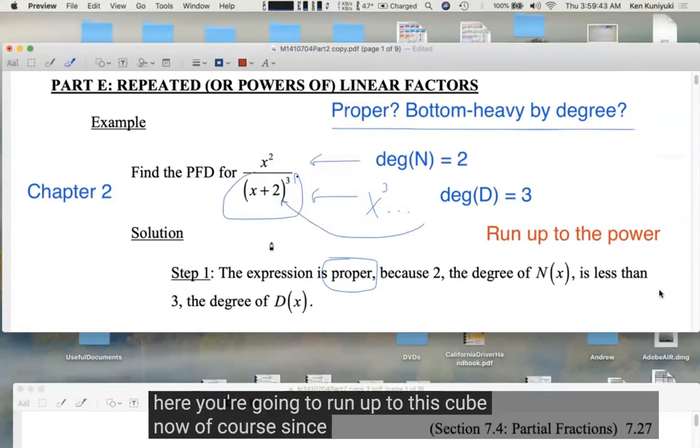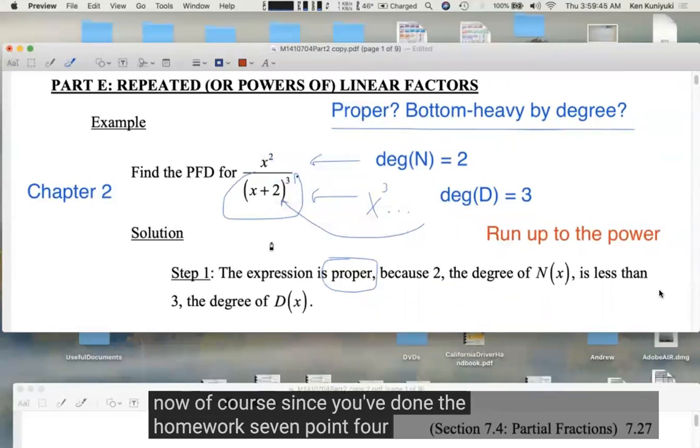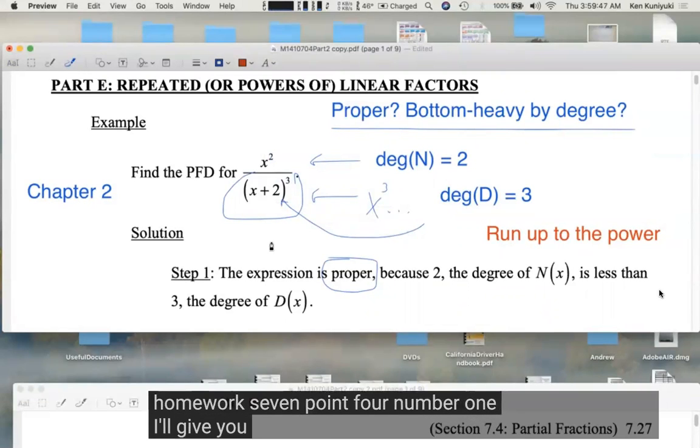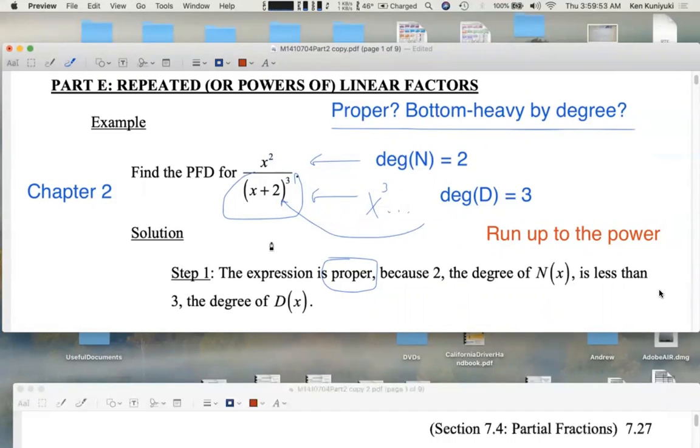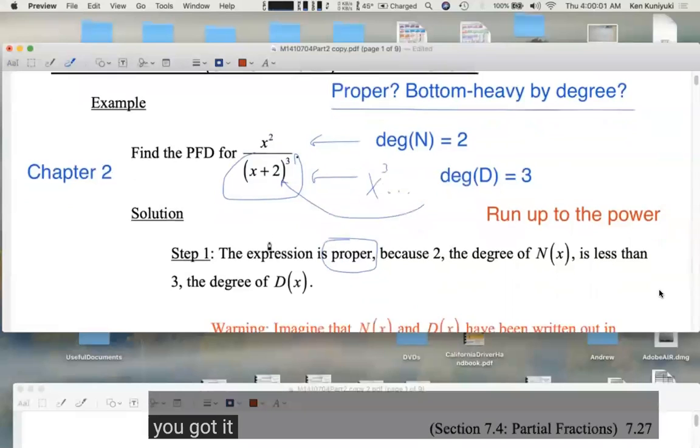Now, of course, since you've done the homework, 7.4 number 1, I'll give you 10 seconds to write down the form. You got it?